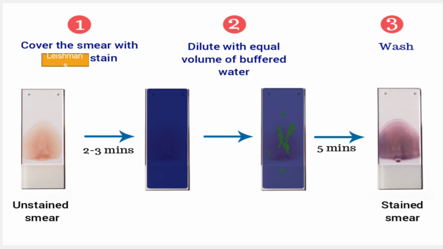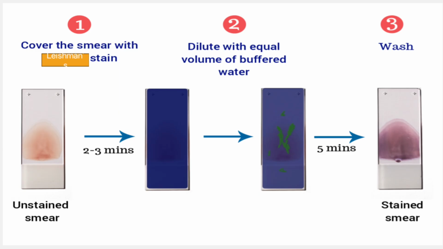After waiting for 1.5 to 2 minutes and allowing fixation to occur, an equal number of drops of distilled water, the same as that of Leishman stain, are added to the smear. Water is added only after fixation is done, because it interferes with the fixation. Now what is the function of water? Addition of water after fixation causes ionization of the stain particles. This is essential for entry of stain into the cells.